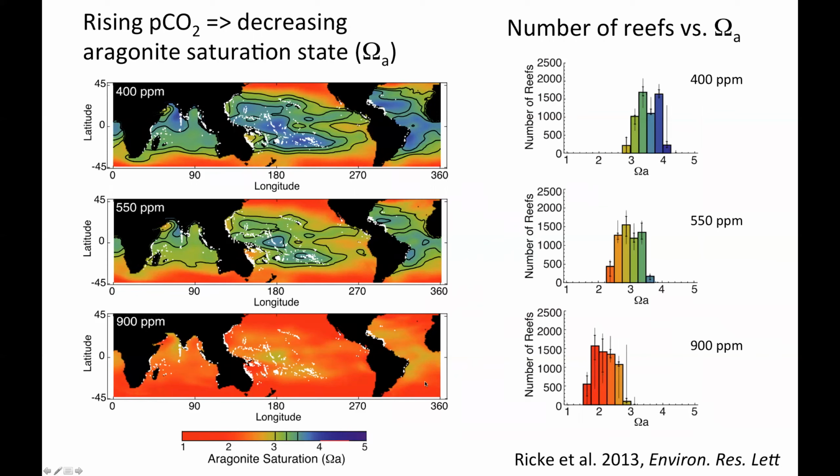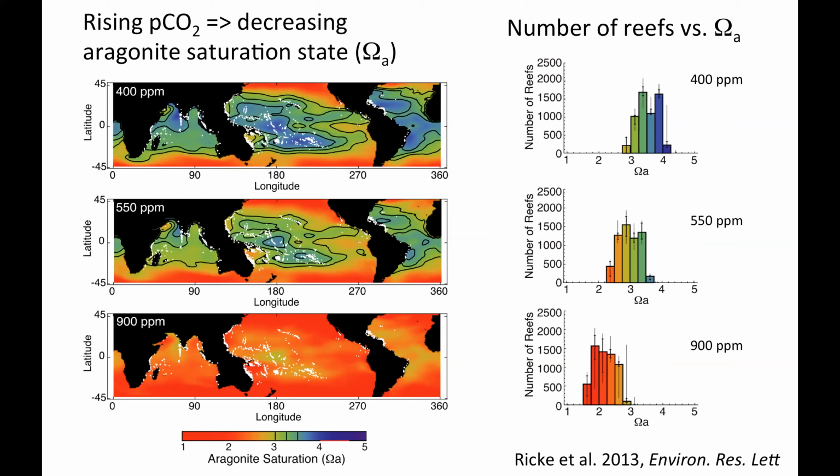In the panel to the right here, you can see the number of reefs exposed to a given aragonite saturation state under different atmospheric CO2 conditions. So for example, in the bottom panel here at 900 parts per million, we can see that the majority of coral reefs are exposed to an aragonite saturation state of about 2 or lower.